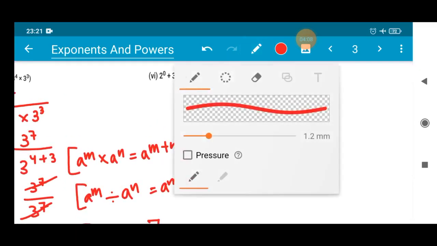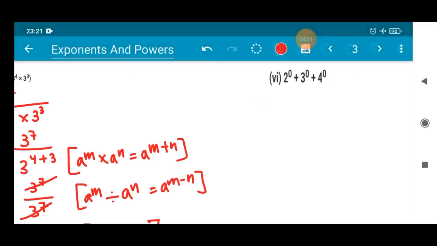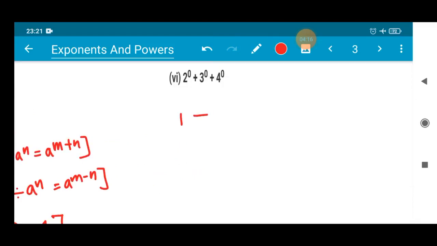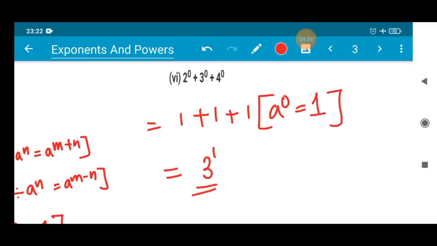Next, let me shift this over here. 2 to the power 0 can be written as 1, 3 to the power 0 can be written as 1, 4 to the power 0 can be written as 1. So I can write this as 1 plus 1 is 2, 2 plus 1 is 3. If I have to write this in exponential form, then 3 to the power 1 is the value. a to the power 0 is 1 is the reason. Since a to the power 0 is 1, I have written 2 to the power 0 as 1, 3 to the power 0 as 1, 4 to the power 0 as 1. So the value is 3 to the power 1.